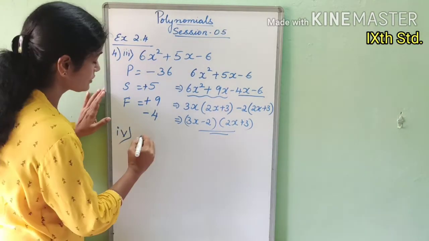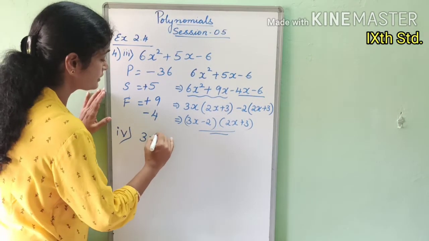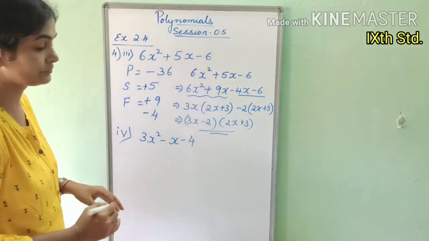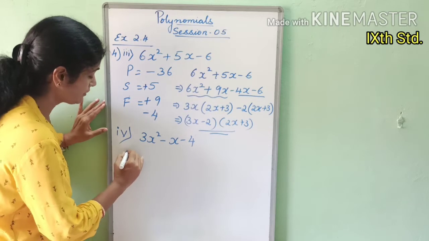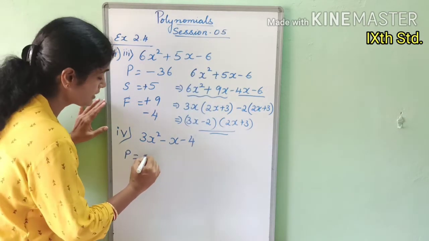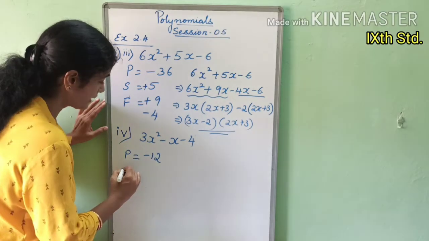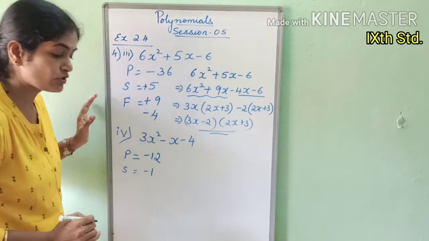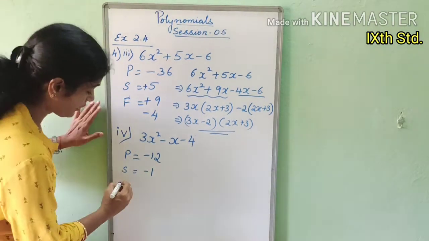Fourth question is 3x square minus x minus 4. Now let's check the product. What is the product? Product is 3 into minus 4. It is minus 12. And sum is minus 1. Right. So what are the factors of this?